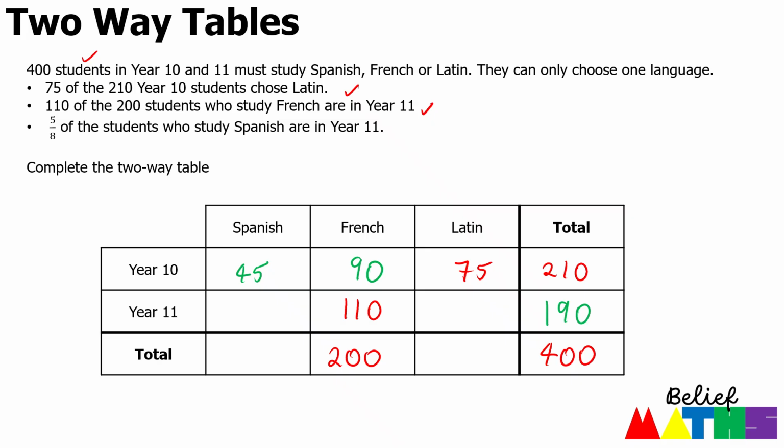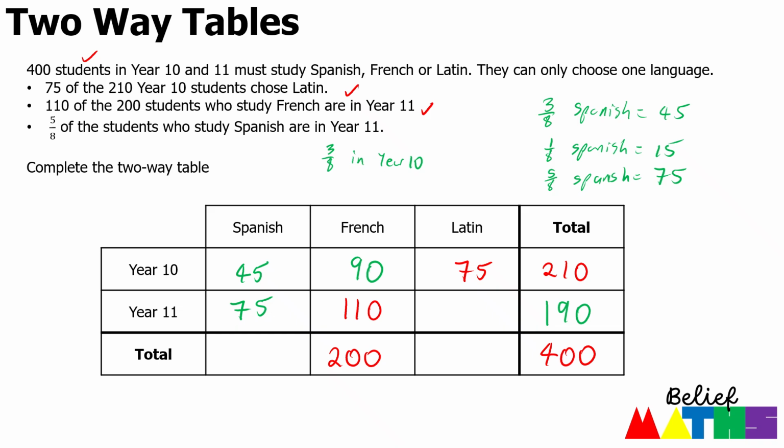Now the next thing, it says 5/8 of the students who study Spanish are in year 11. That means that 3/8 are in year 10. So therefore 3/8 of Spanish is equal to 45. So 1/8 of Spanish, to simplify it down, is 15. So therefore 5/8, which is your year 11, is 5 times 15, which is 75. So this gives us 75 in here.